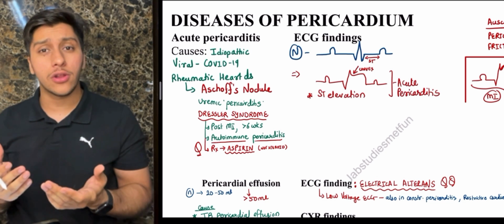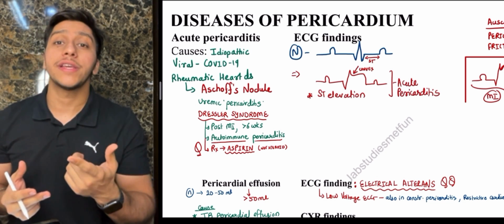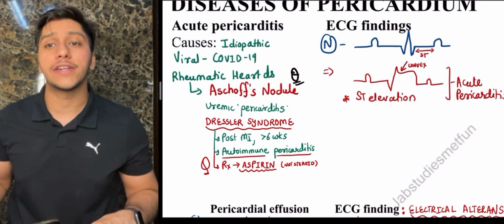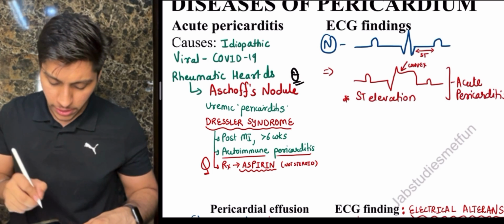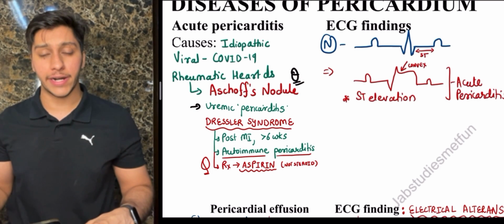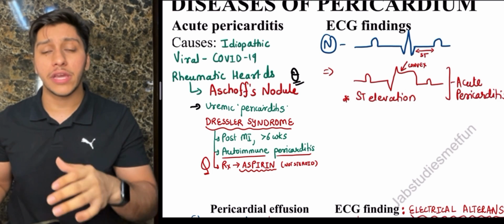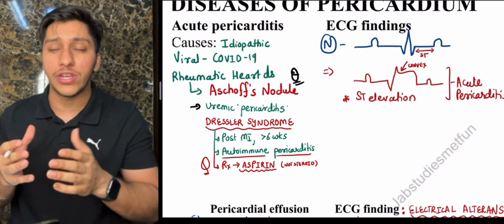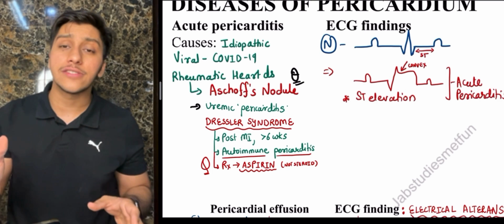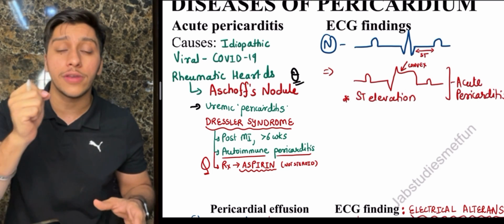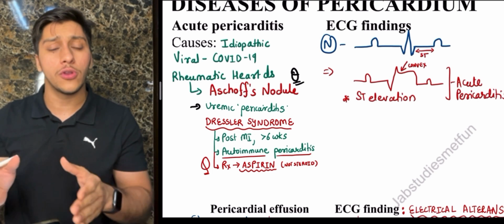The second cause can be viral causes such as COVID-19, and rheumatic heart disease. Let's add a PYQ. The characteristic feature in rheumatic heart disease is going to be Aschoff nodules. Something else is known as uremic pericarditis. Now, in some cases, guys, after a post-MI, mostly after 6 weeks, you develop features of acute pericarditis. This is known as Dressler syndrome. Usually this Dressler syndrome is an autoimmune condition, hence an autoimmune pericarditis.